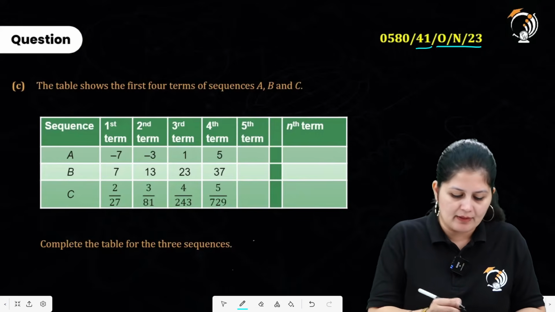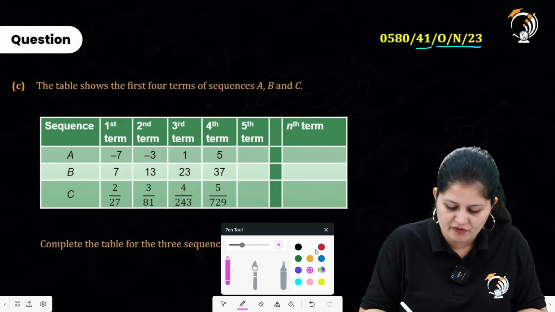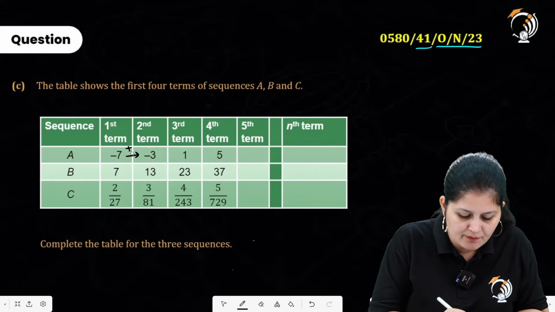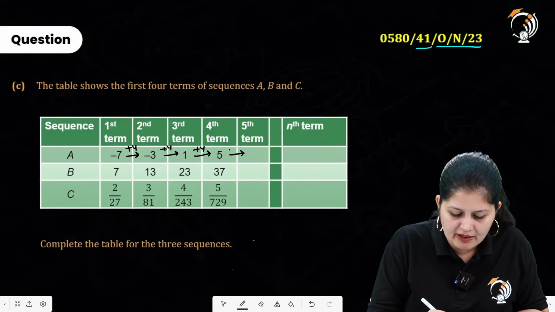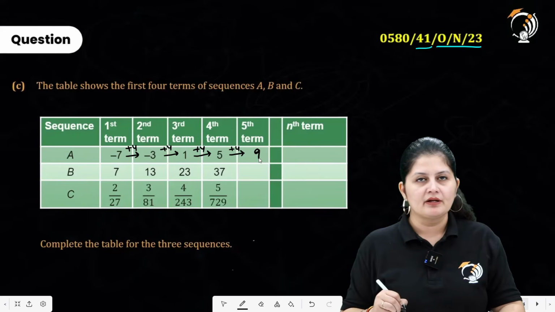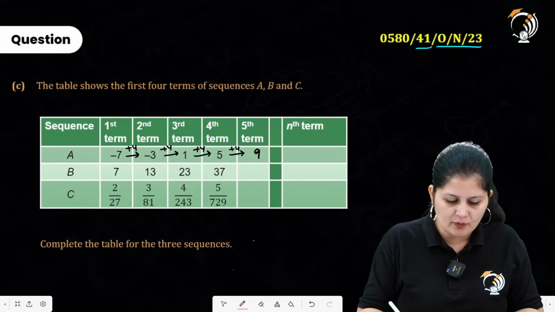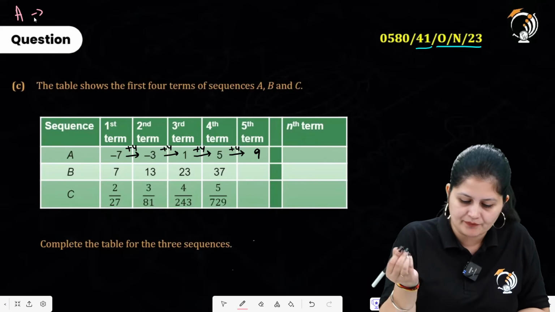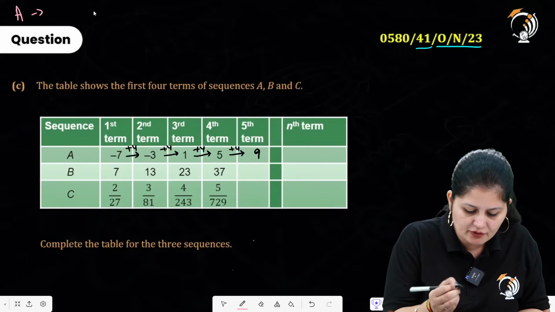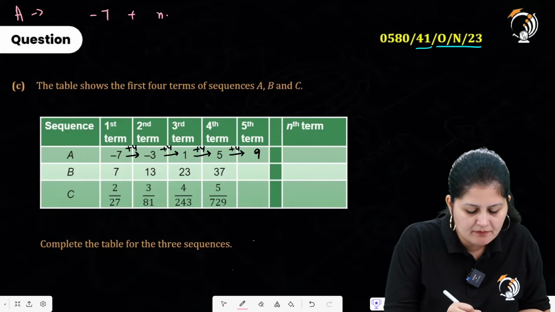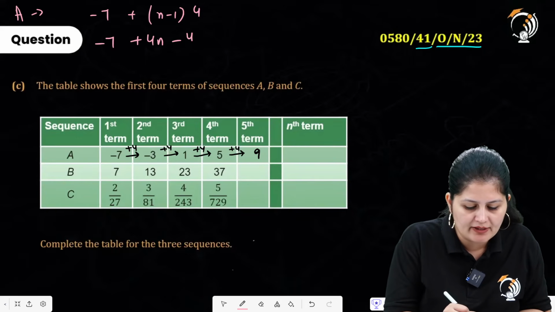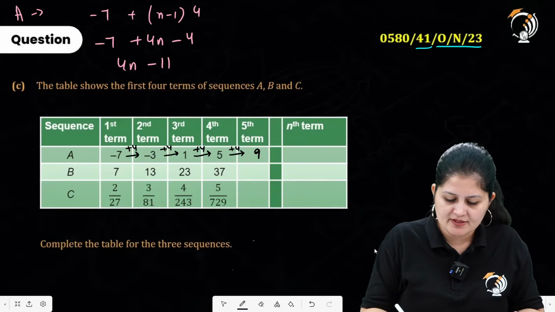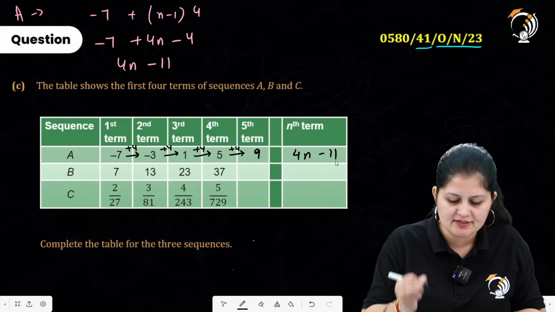So here for the first sequence, the A sequence, if we observe, we can see that there is a plus 4 happening. Can we observe? So in order to get the 5th term, we will have plus 4, which is going to be 9, right? So for getting the nth term of the sequence A, the first term is minus 7 plus n minus 1 multiplied by the common difference, that is 4. So this is going to be minus 7 plus 4n minus 4, right? So this is going to be 4n minus 11. That is the nth term of the sequence. So we'll just fill this box with 4n minus 11.